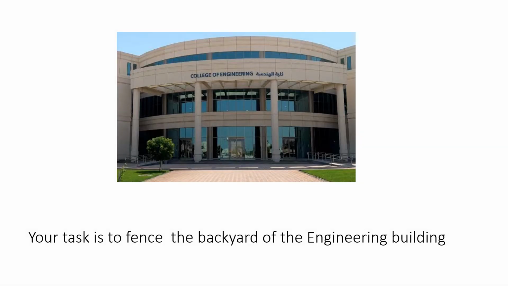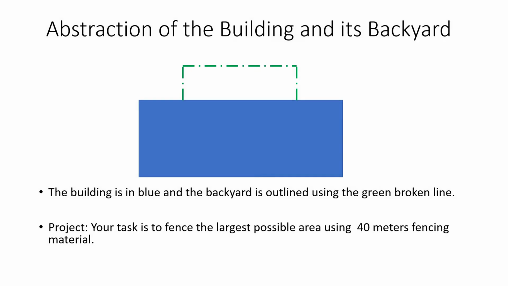Suppose that you're about to optimize the following. Your task is to fence the backyard of the engineering building. Here is an abstraction of the building. The building is in blue and the backyard is outlined using the green broken line. The blue rectangular shape is the building, and this is the fence that is supposed to be built.